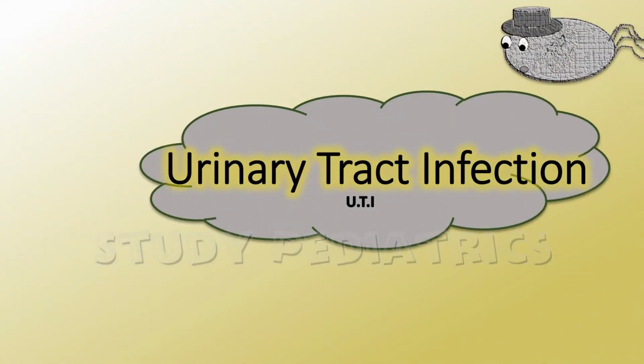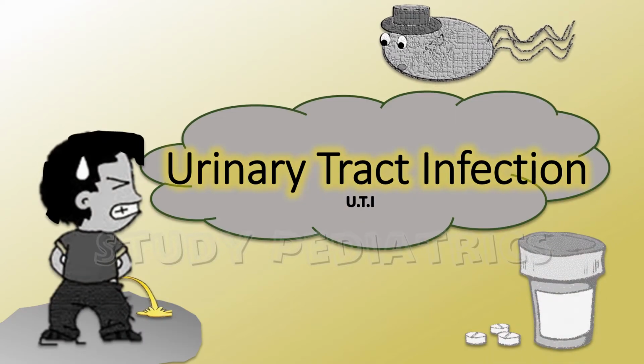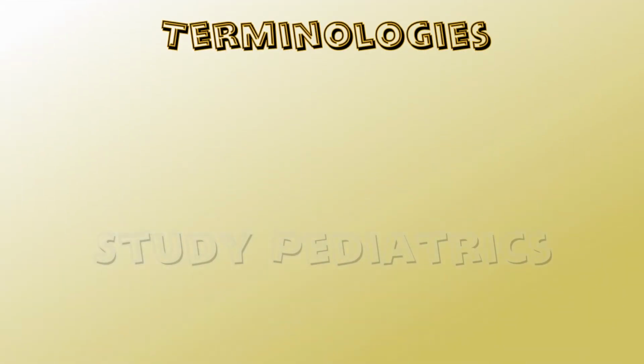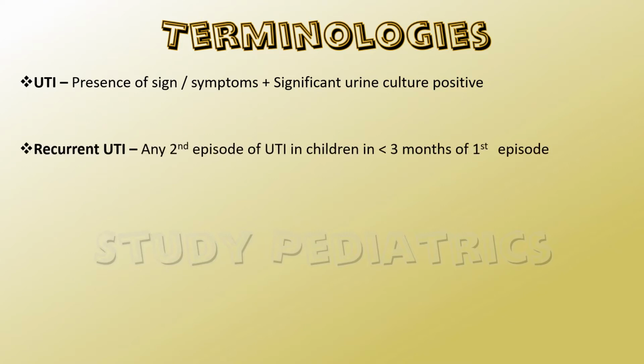Urinary tract infection, or UTI as we conventionally say. Let's see some terminologies. Terminologies include UTI, which is defined as presence of signs or symptoms plus significant urine culture positive. Recurrent UTI, which is any second episode of UTI in children in less than 3 months of first episode.